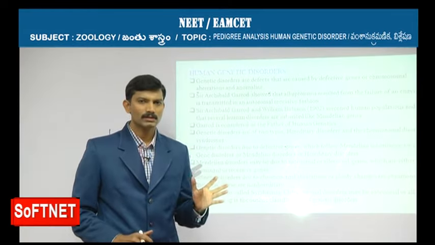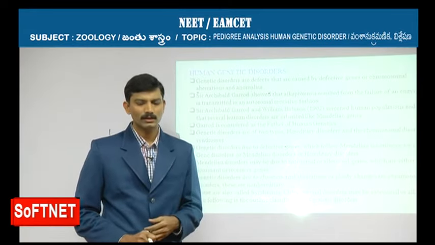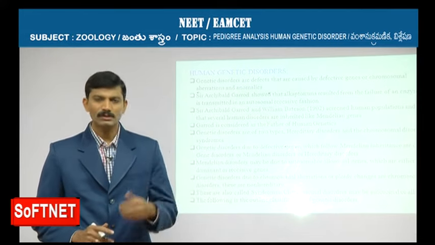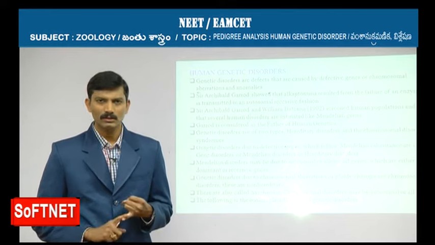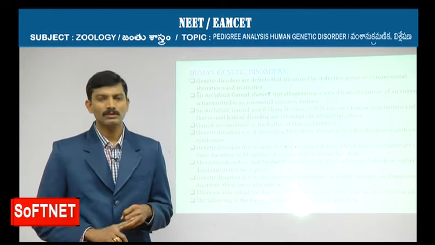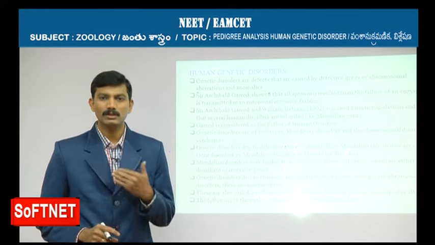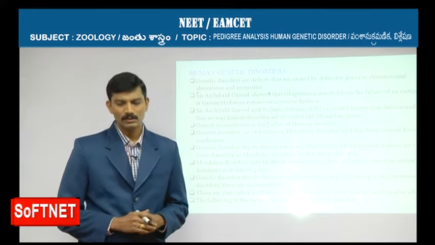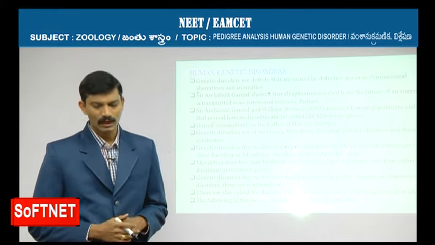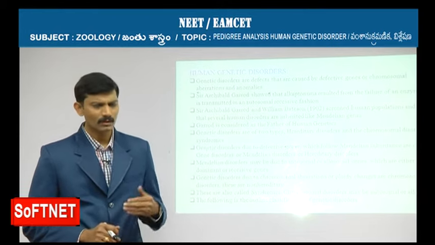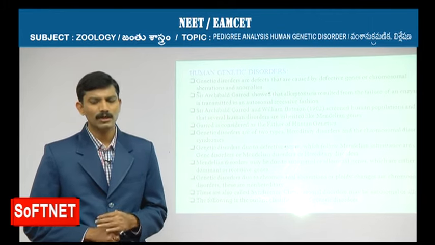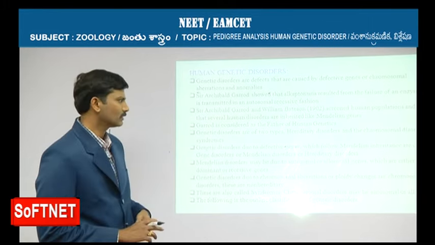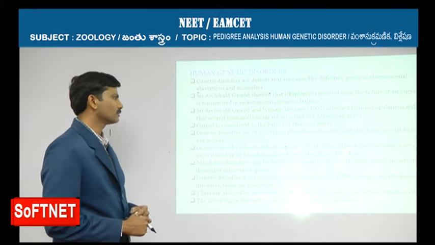A genetic disorder is a disease or a syndrome, or an abnormality that is caused by an abnormality in the individual's DNA. So it's a disorder or a syndrome which is caused inside the individual's DNA. That is what we call genetic disorders. And these disorders were first studied by Garrod, a scientist who studied the autosomal recessive trait called alkaptonuria. He studied that and later discovered various kinds of genetic disorders.